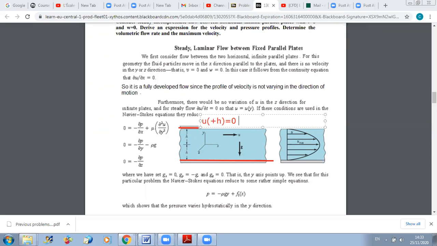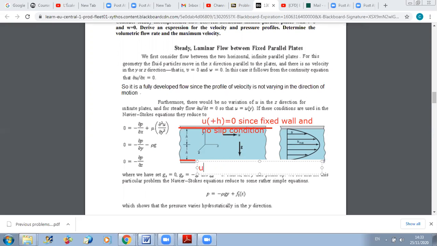Since I have a fixed wall and no slip condition. And at the lower bottom, for the lower plate, u of minus h is also 0 due to the same reason. The wall is fixed and we have no slip condition. So now all I have to do is apply, at minus h and plus h, that u is 0.